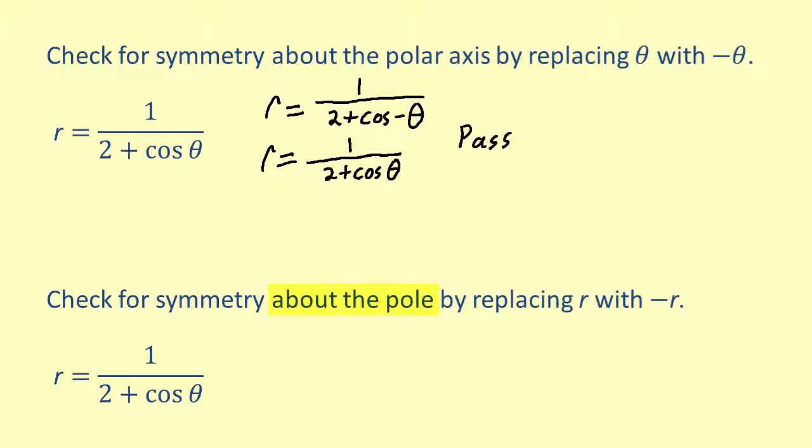The last type of symmetry is symmetry about the pole. We check this by replacing r with negative r and comparing the result to the original equation. When we make the replacement, we get something familiar. Negative r equals 1 over 2 plus cosine theta. We know that this is not equivalent to the original equation, so r equals 1 over 2 plus cosine theta fails the test and is not symmetric about the pole.